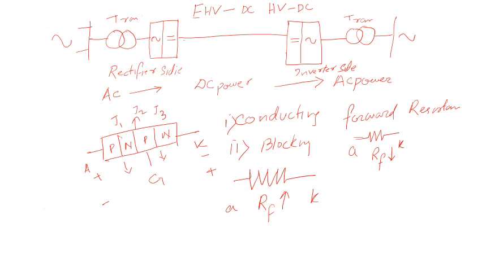Now, as you can see, the gate circuit can turn the thyristor on, but it cannot turn it off. So we need to provide a commutation circuit to turn the thyristor off, right?